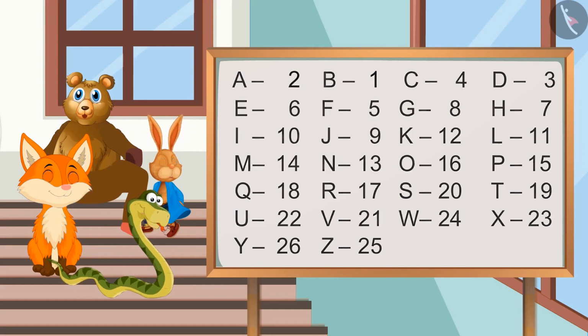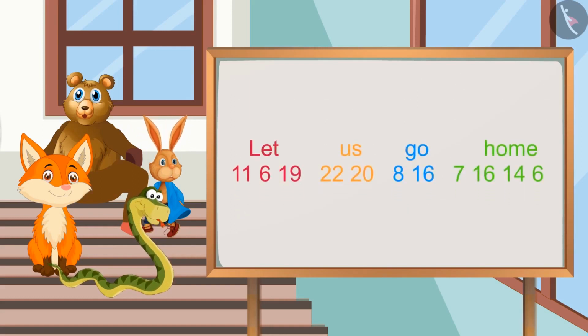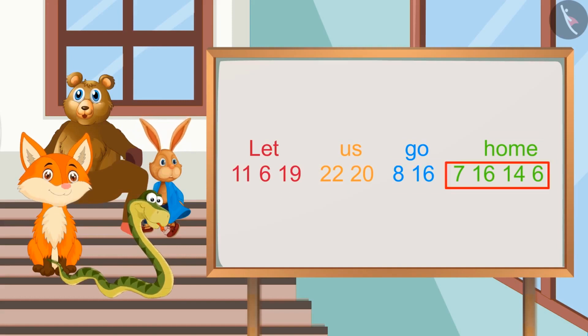Yes, this is the order of Bholu. Let will be 11, 6 and 19. Us will be 22 and 20. Go will be 8 and 16. Home will be 7, 16, 14 and 6.